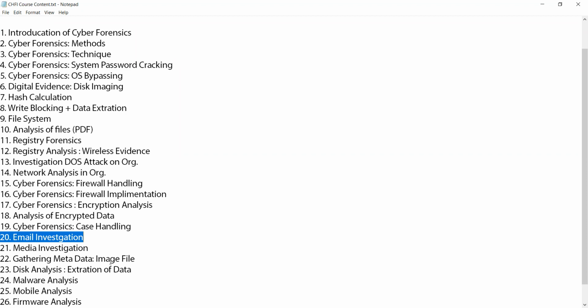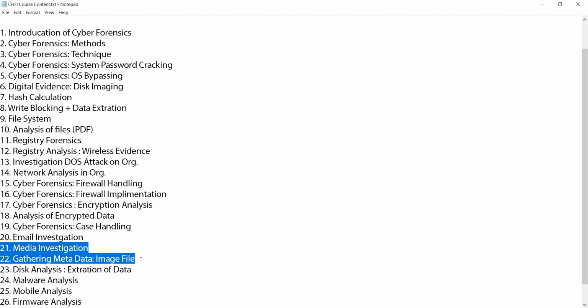part. Okay. So the next thing is media investigation and gathering the metadata about the image file. So we will see what type of media investigation procedures are used by the cyber forensic investigator, and how they can gather the data related to the metadata about that particular image file. So we'll see these procedures as a practical part on the basis of Linux as well as Windows distributions.